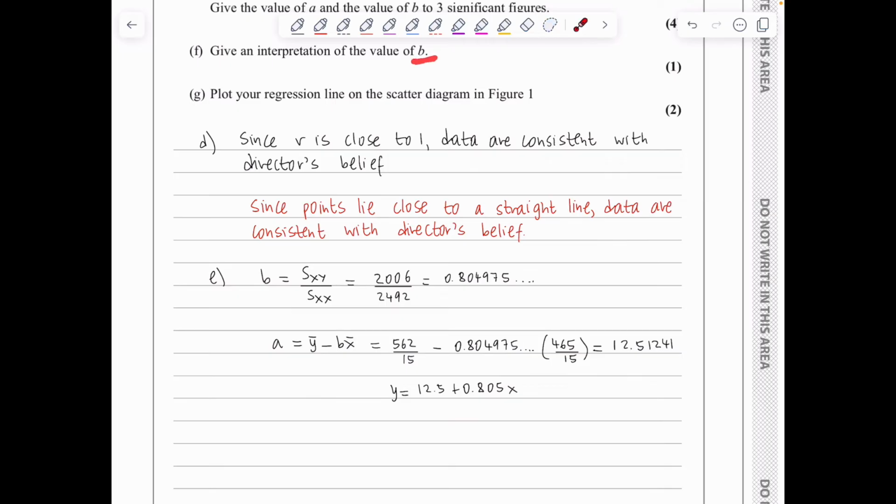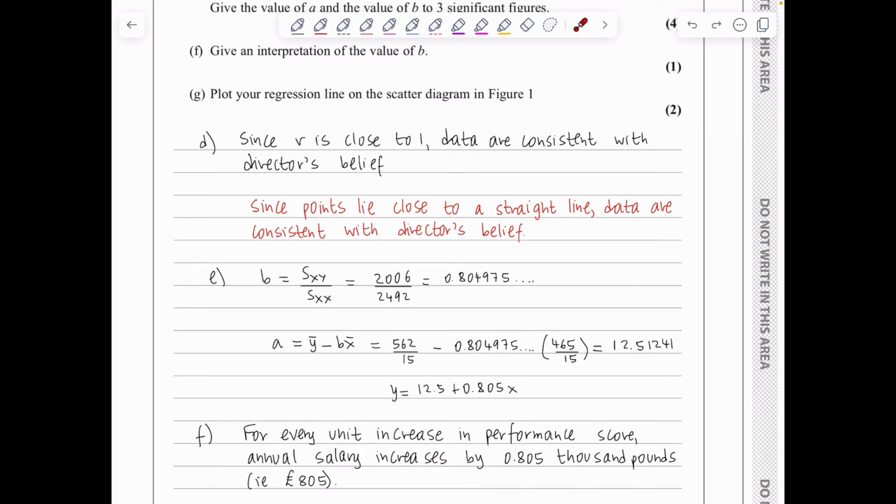In F, we need to give an interpretation of the value of b. Well, b is the gradient here. It's the 0.805, which is representing the change in y for every extra unit in x. We need to put this in context. So we need to say that for every unit increase in performance score, the annual salary will increase by 0.805 thousand pounds. We need to mention the thousand here, or alternatively say 805 pounds.